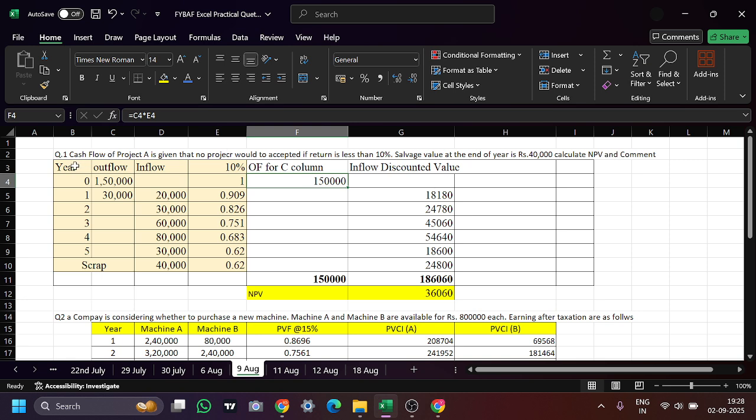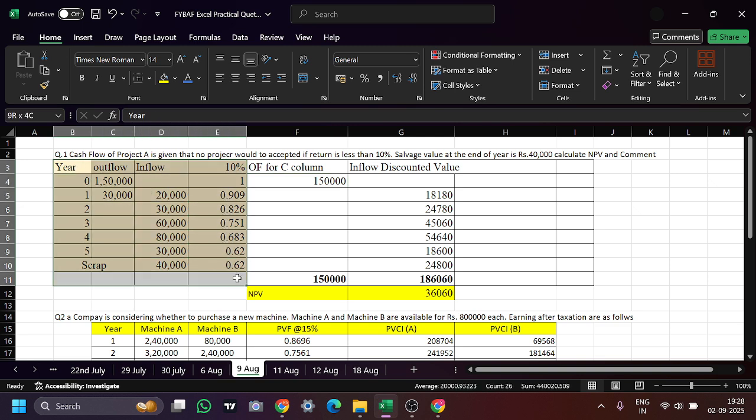So basically the years, this is a question, this is a part of question and this is a part of answer. Okay, now the years are given 1 2 3 4 5, 5 years are given. The outflow is mentioned 1,50,000, 30,000, and inflows are mentioned. The scrap value over here it is mentioned as 40,000. Then the values given over here, and now they have asked us to calculate the net present value.